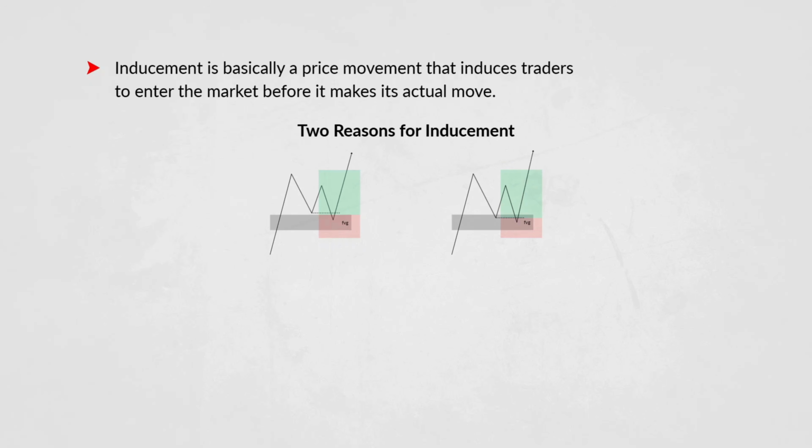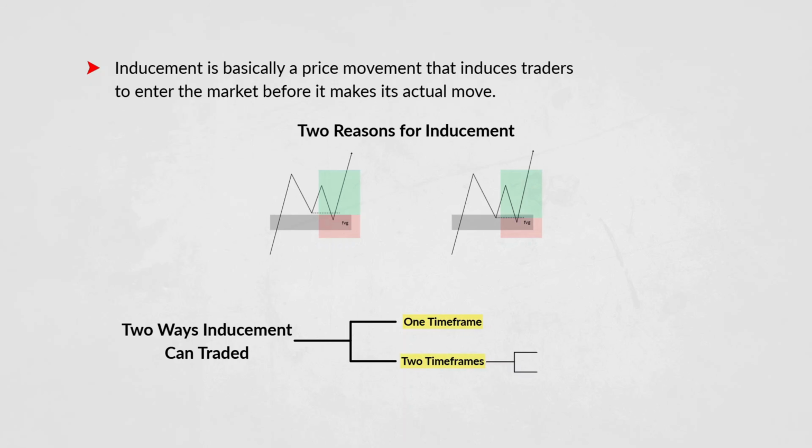Another thing we talked about is inducements can be traded in two ways. The first way is just by using one time frame, and the second way you have to use two time frames. The first time frame has to be for your higher time frame point of interest, while the second time frame, that is when you now go down to the lower time frame to look for your inducement levels.